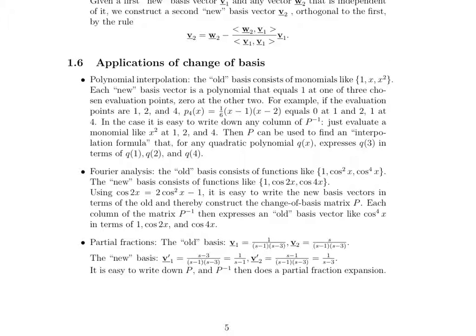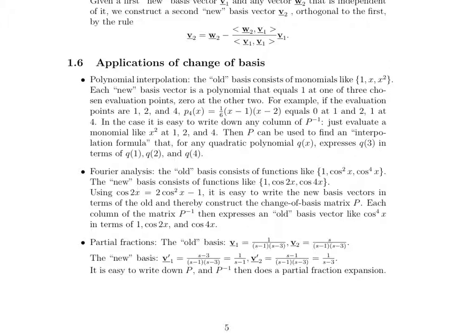Another interesting application is Fourier analysis. The old basis consists of functions like 1, cosine squared x, and cosine to the 4th x, and the new basis consists of functions like 1, cosine 2x, and cosine 4x. Using various identities like this, we can write new basis vectors in terms of the old and construct change of basis matrices. Then we can invert them as well, expressing old basis vectors in terms of new basis vectors, basically moving back and forth between the two bases. We'll be doing examples of this additionally.